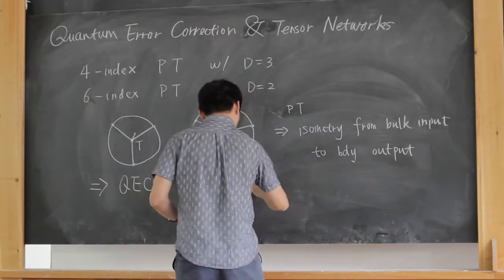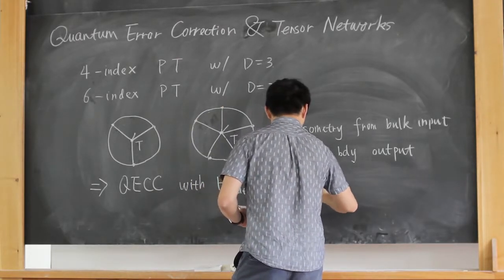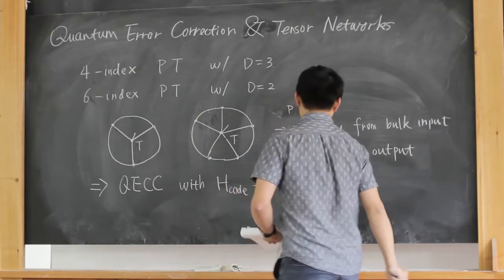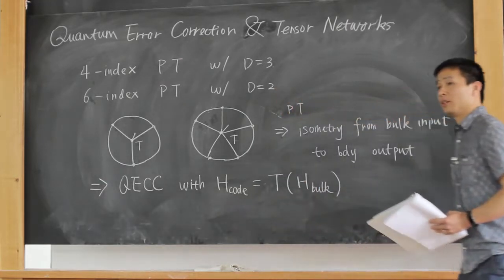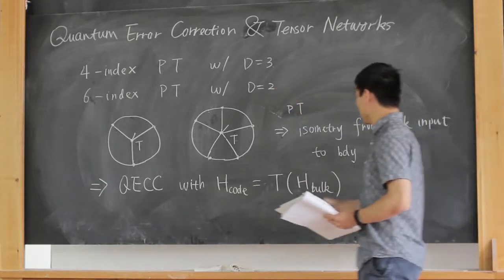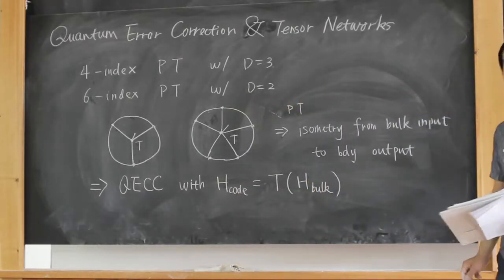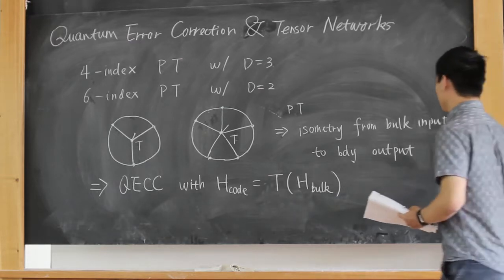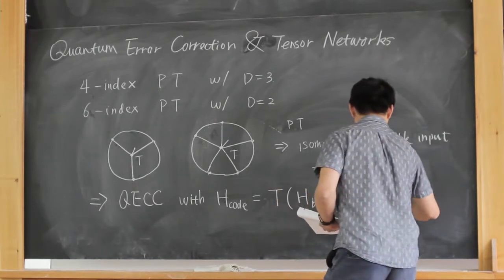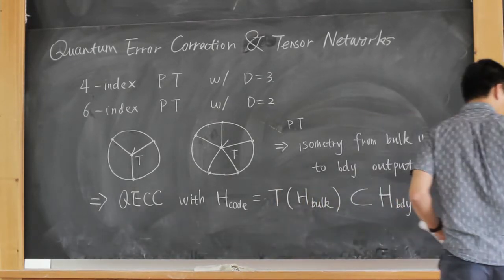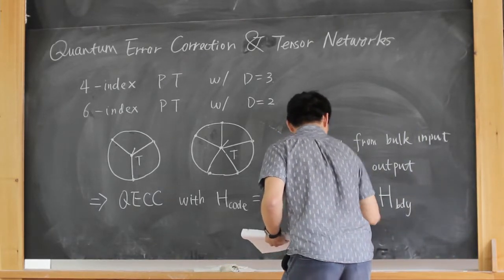In general, the code subspace is simply determined by the image of the map T on the input. The input is simply the Hilbert space of the bulk input legs. So this is a subspace of the boundary Hilbert space. So instead of saying H bulk, I should just say H bulk input.